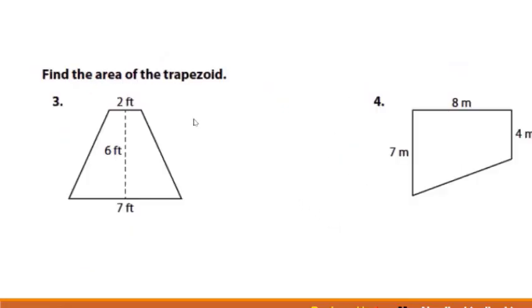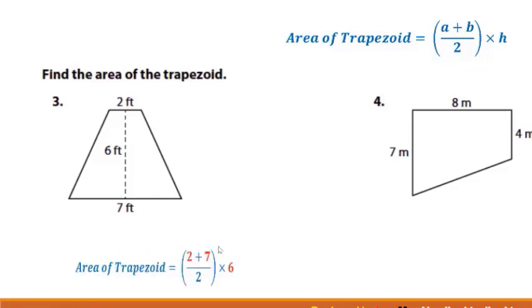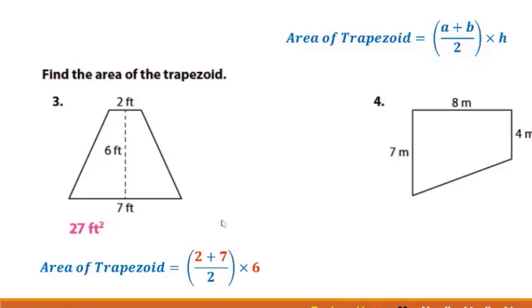Now how to find the area of a trapezoid? For the area of a trapezoid, we have another formula: A plus B divided by 2 times H. A and B mean this side and this side, and they are parallel and equal 2 and 7. So I have to write it like this form: 2 plus 7, divided by 2, times 6. So my area will be 27 feet square.